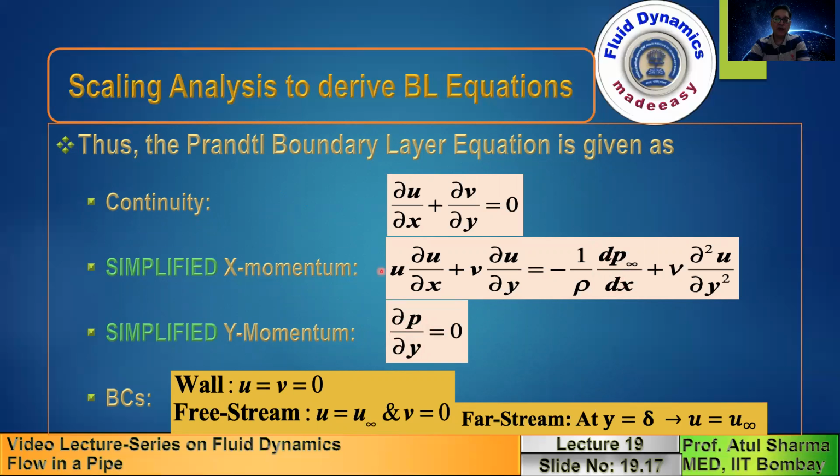So this is the simplified x momentum equation, this is the simplified y momentum equation, and these are the boundary conditions. This is the boundary condition at the wall. This is the boundary condition at the inlet. So if you consider flow over a flat plate, the solid surface, which is the flat plate, is stationary. The velocity u and v are 0. At the inlet, you have u equals u infinity, v equals 0.